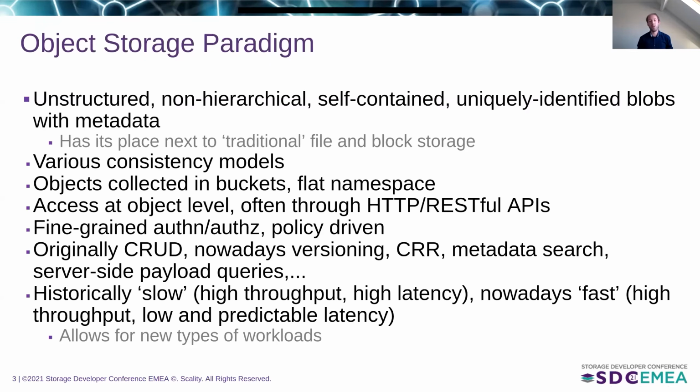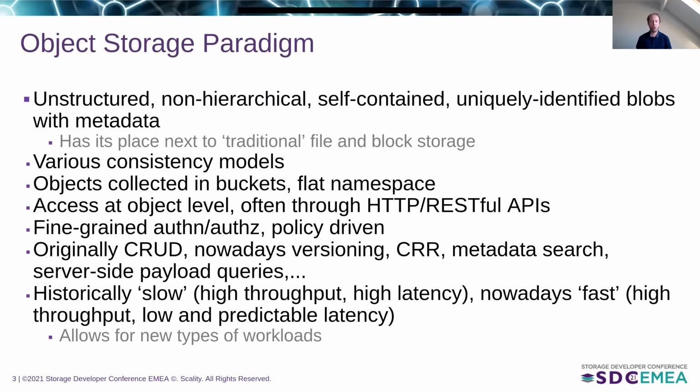There's CRR, which allows you to cross-site replicate objects from one site to another for high availability. There are features like metadata search, which allows you to query the object store and return a list of objects that match a particular search in the metadata that goes with the objects. There are APIs to do server-side queries into the payload. Think, for example, S3 Select, which is not unlike metadata search, but really looks at the blob itself and allows you to extract information out of that blob on the server side.